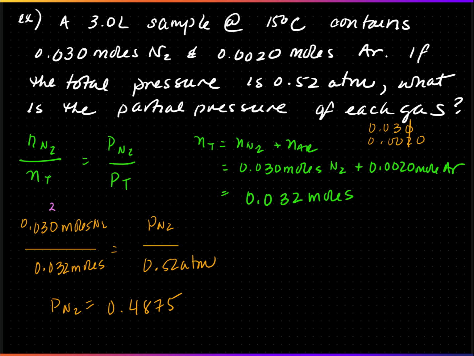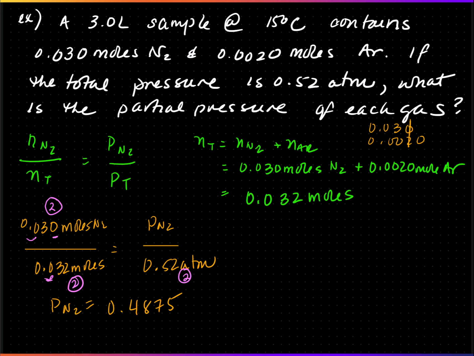0.030, has 2 sig figs. With a decimal and a significant digit in front, the 0 after the 3 is significant, but the 0 in front is not significant. It's a placeholder because there's no significant digit in front. 0.032, we already said has 2 sig figs, because this 0 right here is a placeholder. There's a decimal but no significant digit in front. And 0.52 atm has 2, so my final answer needs 2.